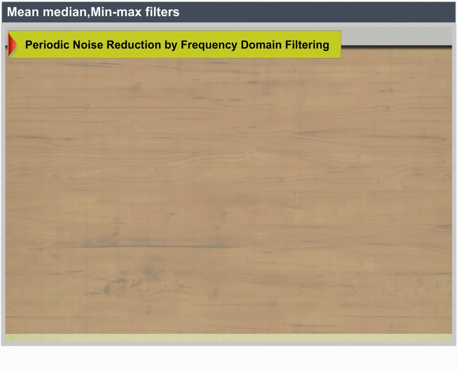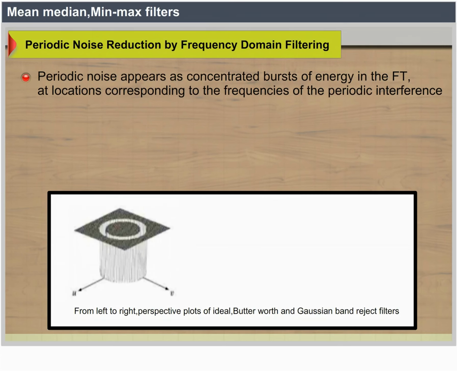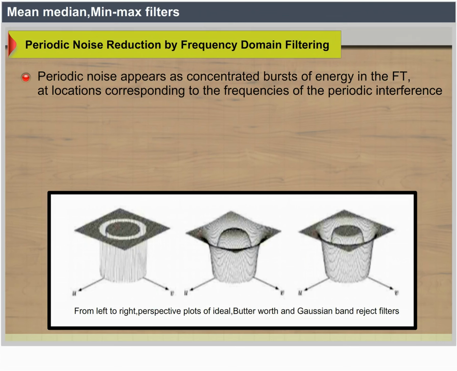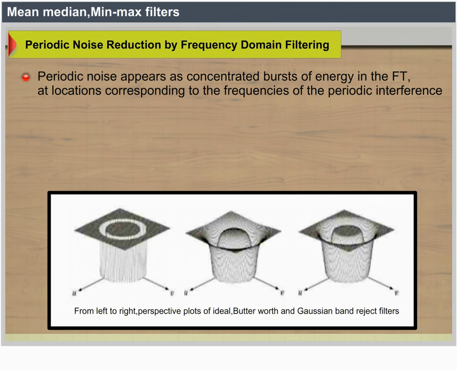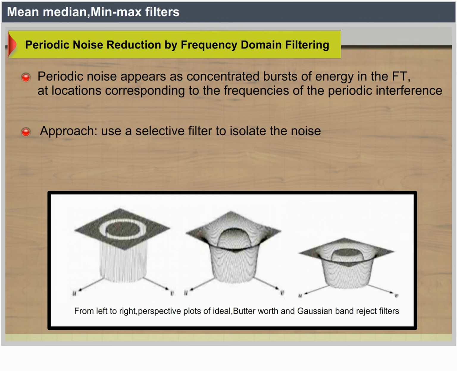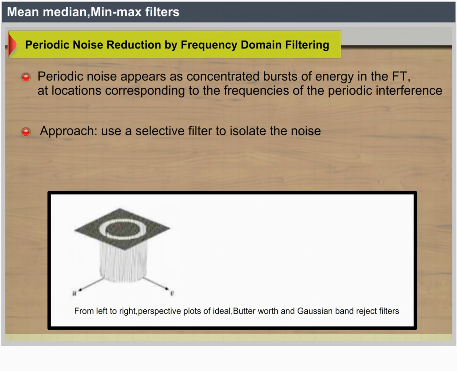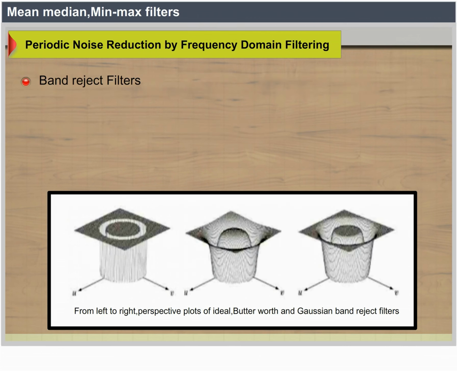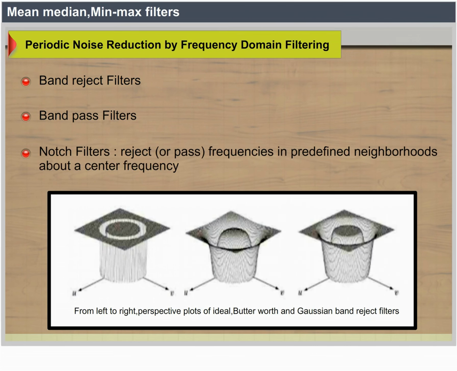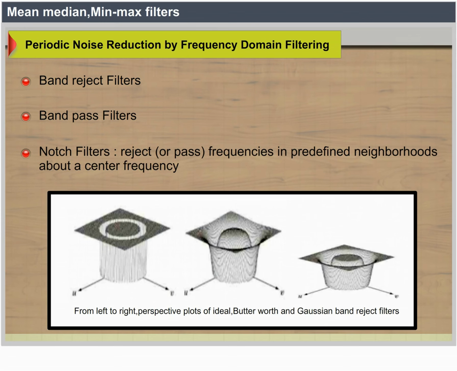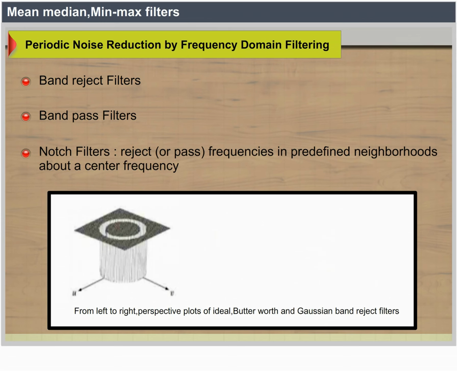Periodic noise reduction by frequency domain filtering. Periodic noise appears as concentrated bursts of energy in the FT at locations corresponding to the frequencies of the periodic interference. Approach: use a selective filter to isolate the noise. Band reject filters, band pass filters. Notch filters reject or pass frequencies in predefined neighborhoods about a center frequency.